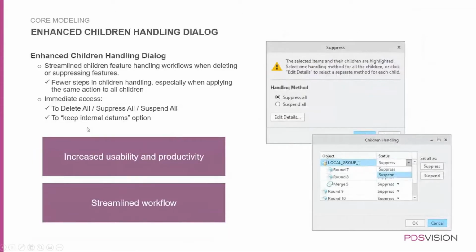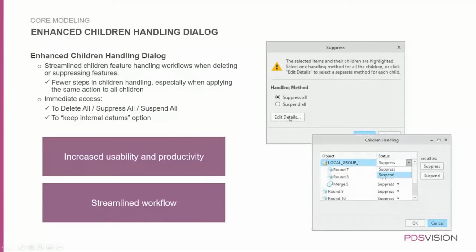Then, more on the main development thread for Creo 9, there is the enhanced children handling dialogue. In Creo 9, PTC is really trying to push more tools for people to investigate and probe the model structure: how the features are related and how you manipulate them. Today, if you click suppress or delete, the system will ask whether you just want to suppress everything or suspend them. This simply means, okay, let's deal with them later, and if you just click suppress on all, everything is gone.